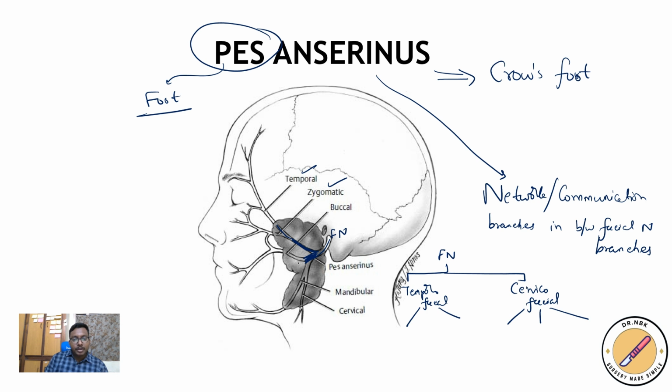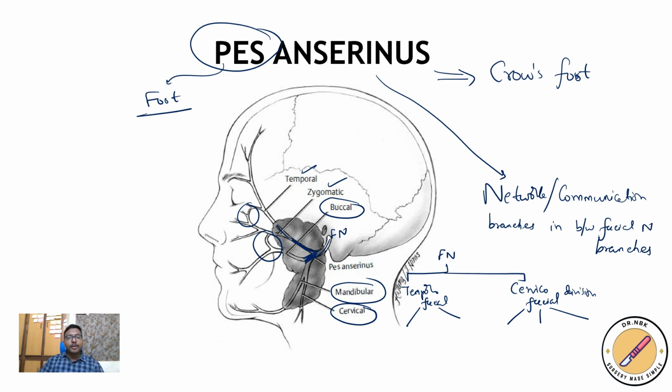One is buccal branch. So this is the buccal branch. Second one is mandibular branch. Last one is cervical branch. Okay, so these are the three important branches given by cervicofacial division. This is the cervicofacial division. As you can see here in the picture, there is communication in between the branches of facial nerve. That communication, that network, is called pes anserinus. Okay, right.